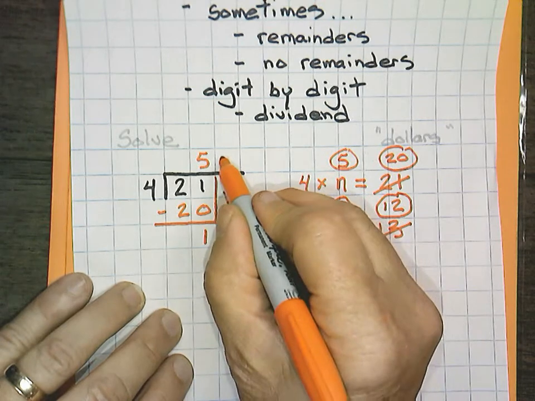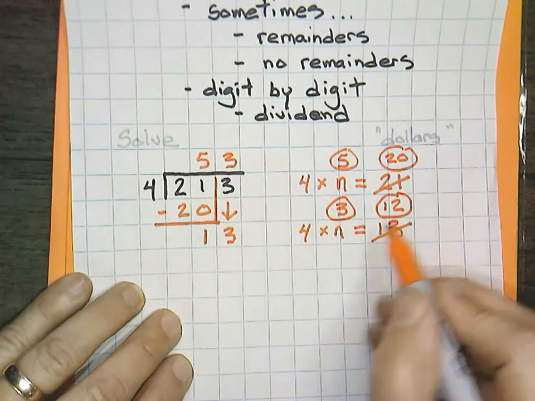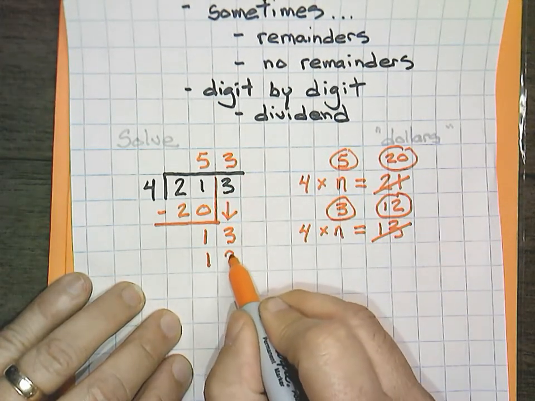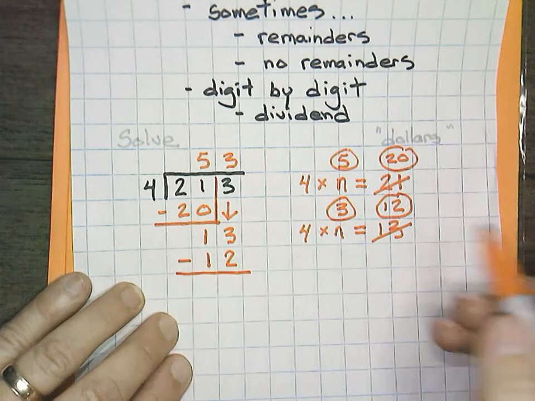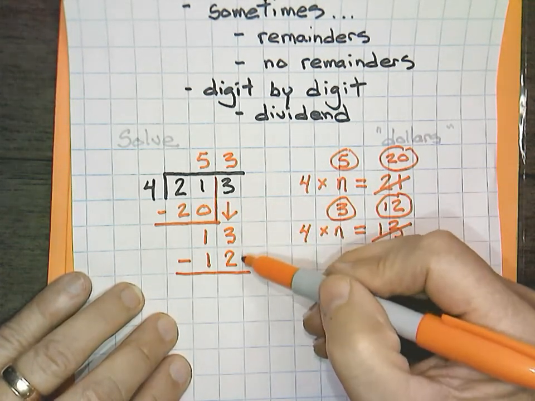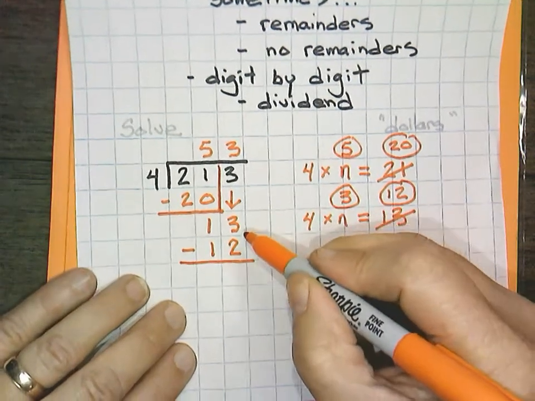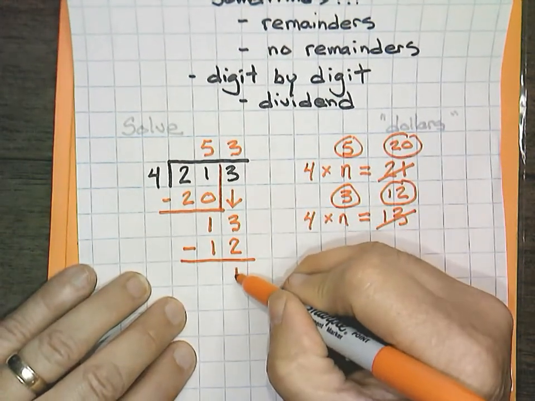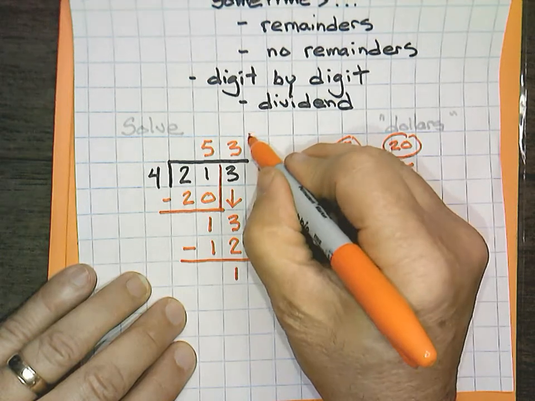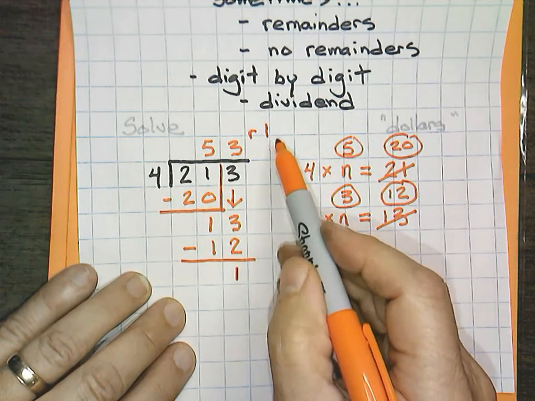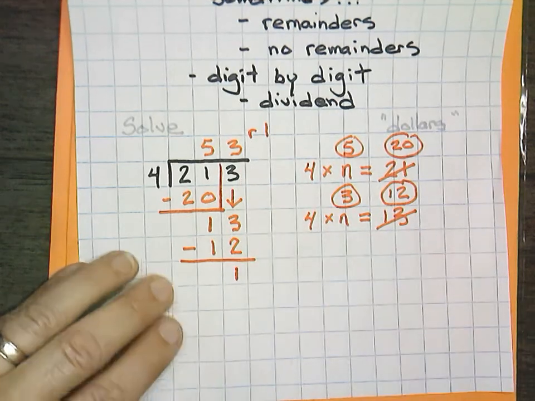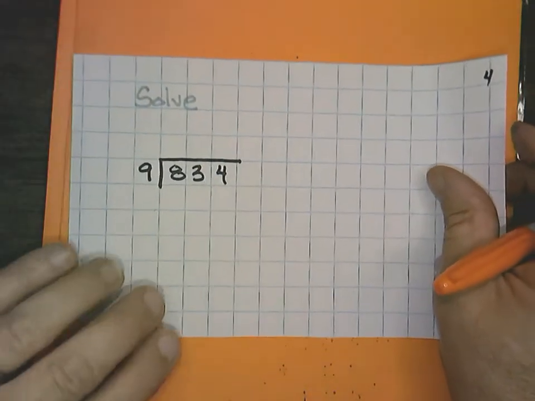The 3 goes up here, and the 12 goes right there. Notice that 13 and 12 are not the same. It means we're going to have a remainder. 3 take away 2 is 1, and so that goes up here. So our answer is 53 remainder of 1. Or in other words, our quotient is 53 with a remainder of 1. Let's try another one to solve.